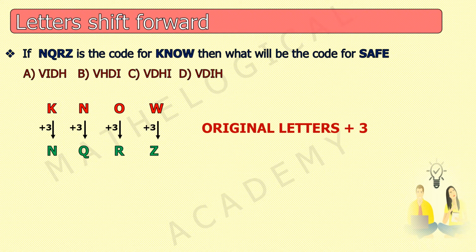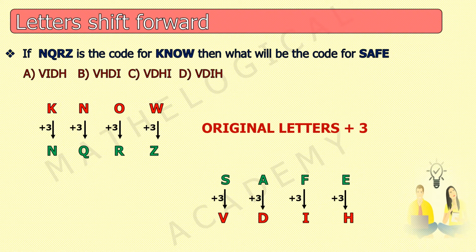K, L, M, N, third letter from K. N, O, P, Q. O, P, Q, R. And W, X, Y, Z. Similarly, we'll code the next word, which is SAFE. Plus 3. We'll get V, D, I, H as code. S, T, U, V, A, B, C, D, and likewise.